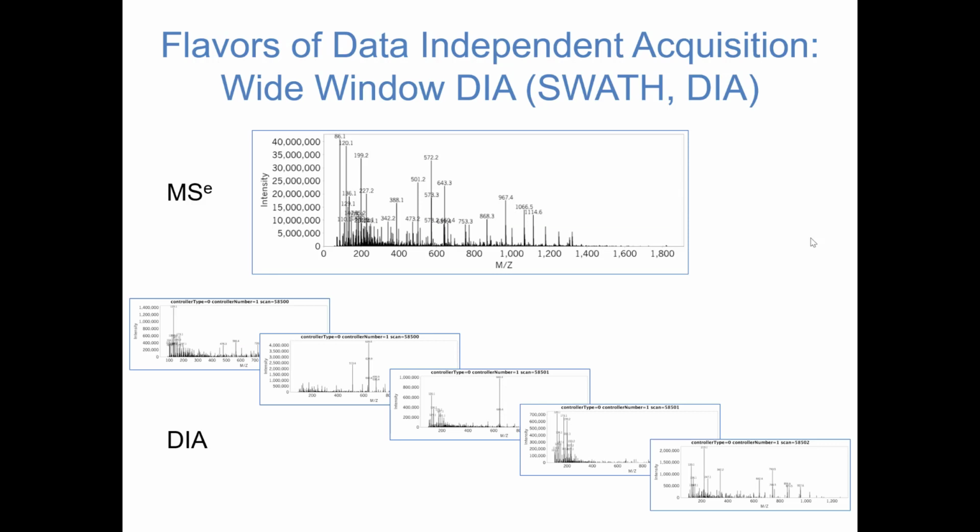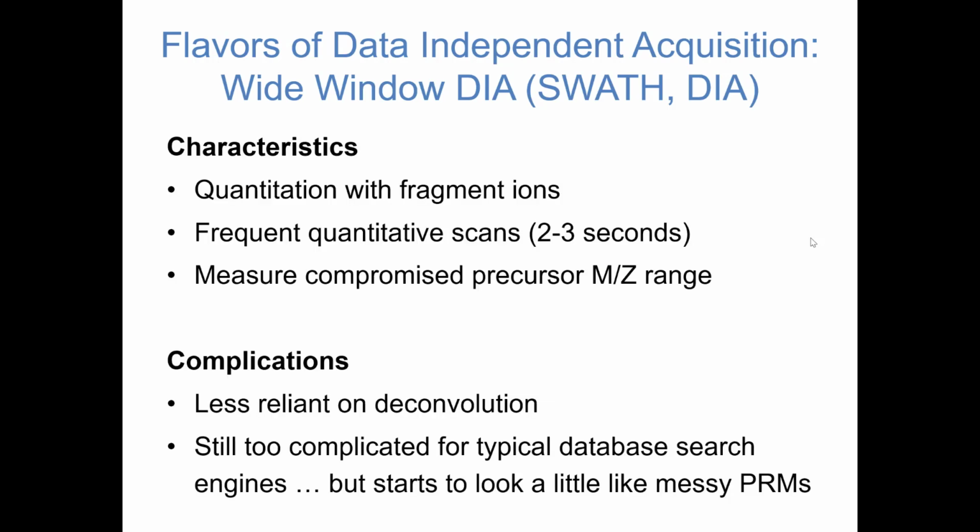This data is sort of a hybrid between those last two approaches. Instead of this MSE-style messy data, these spectra are almost interpretable. You couldn't necessarily give them to a search engine, but at least you could sort of figure out that a handful of the fragment ions belong to this peptide and another handful belong to another peptide.